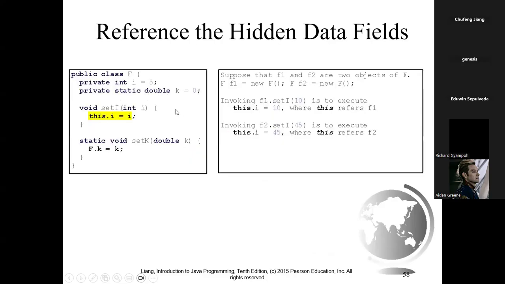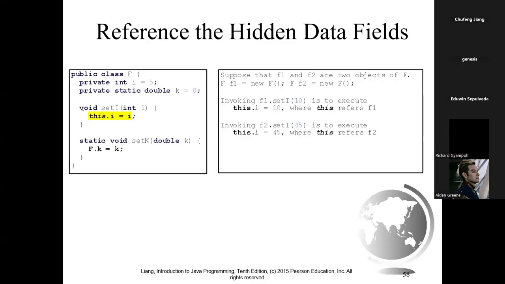And let's see about this one. Currently we have a class template, class F, right? We have two data fields. The first one is the instance variable i. The second one is the static variable. We say that it belongs to the class. That is a class variable. We say this is k, as a counter.